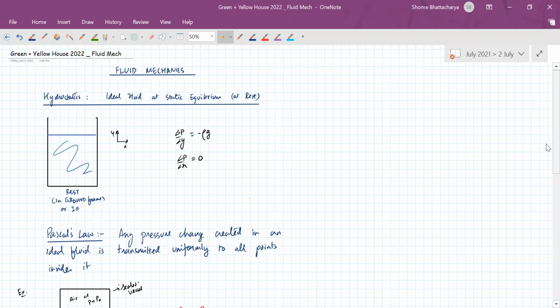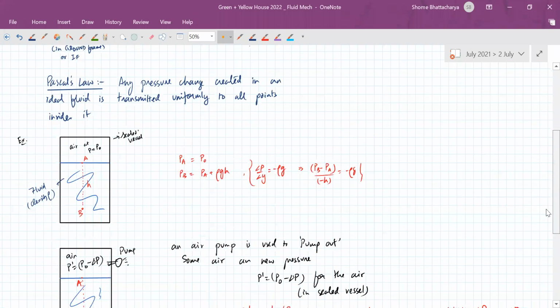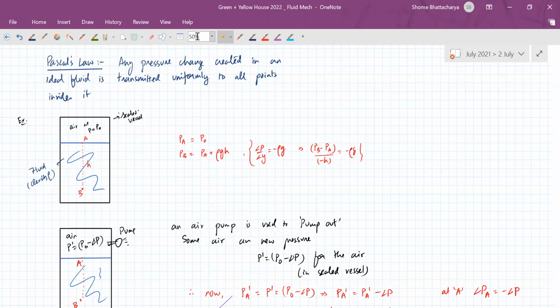Yeah, so now having understood Pascal's law statement, let's come to the first example of the application of Pascal's law. So 1 minute, 1 minute.